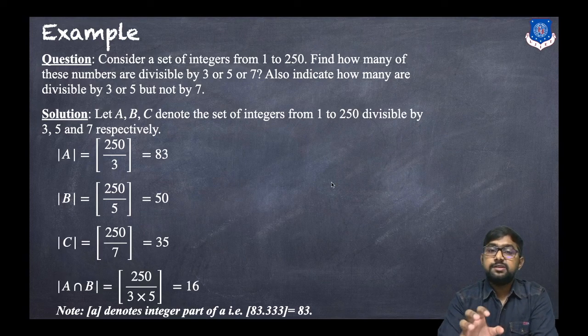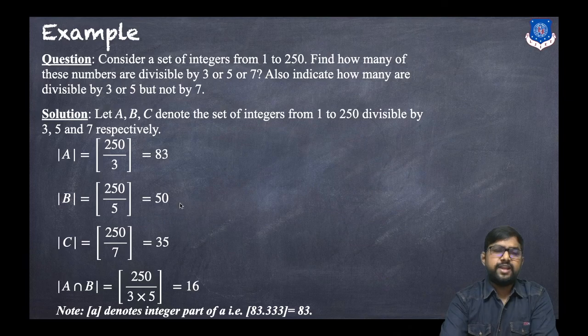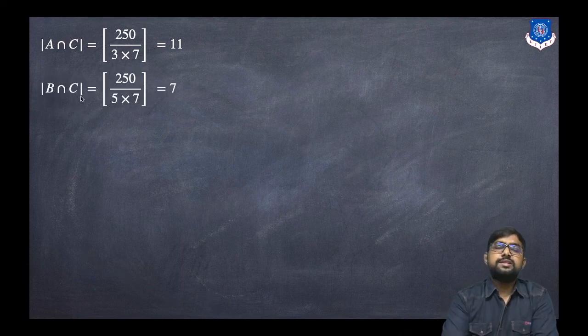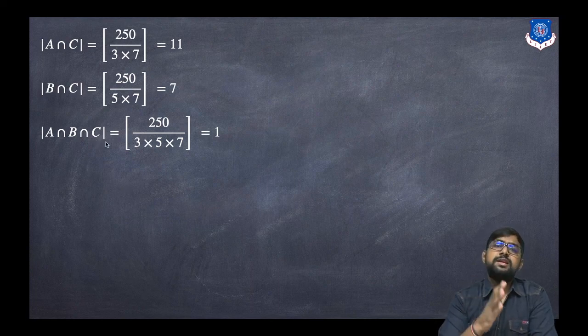Now, what is A intersection B? It means divisible by 3 as well as divisible by 5. So that is 250 divided by 3 into 5, that is 16. What is A intersection C? That is 250 by 3 into 7, that is 11. The cardinality of B intersection C is 7. And last, A intersection B intersection C, divisible by 3 and 5 and 7, is 1.